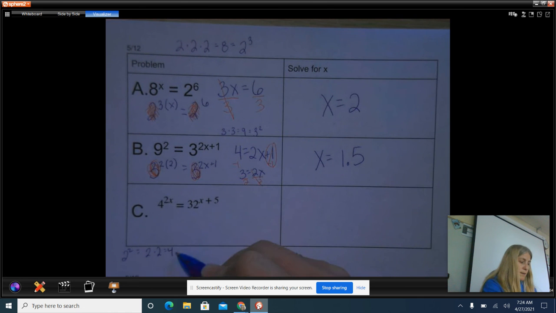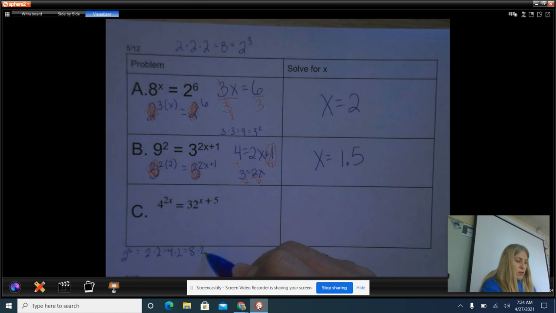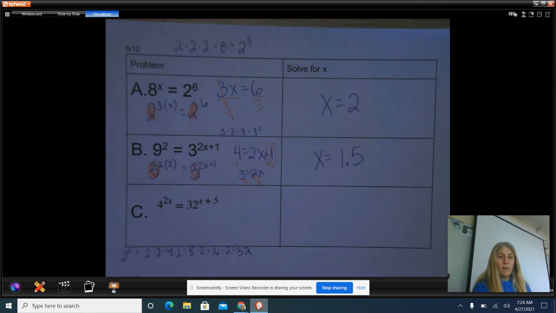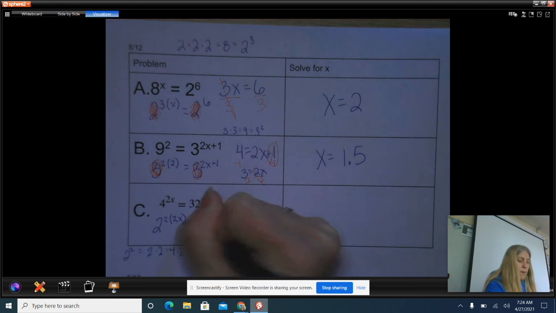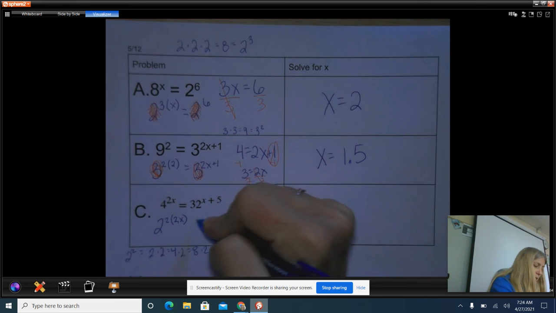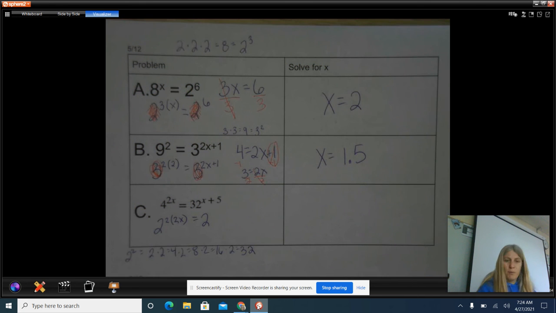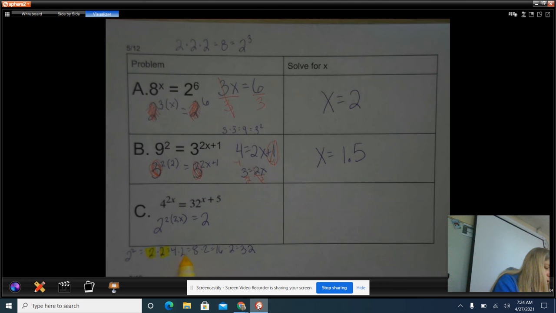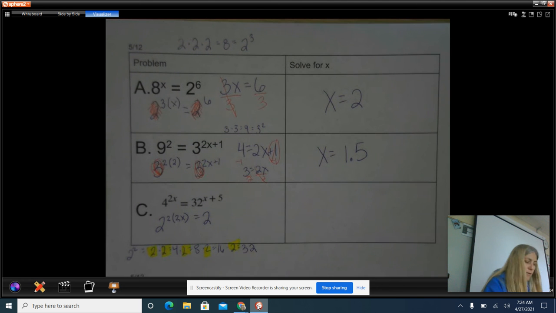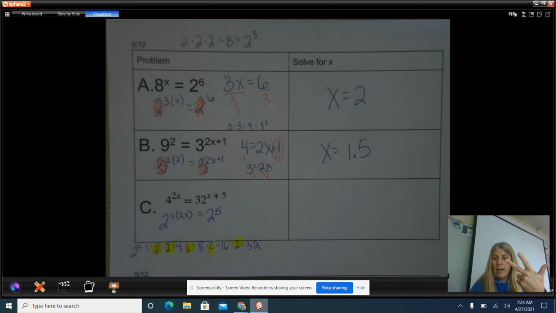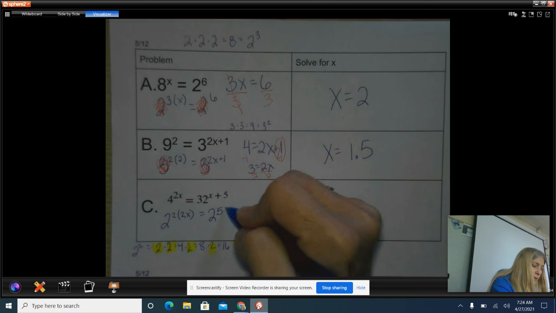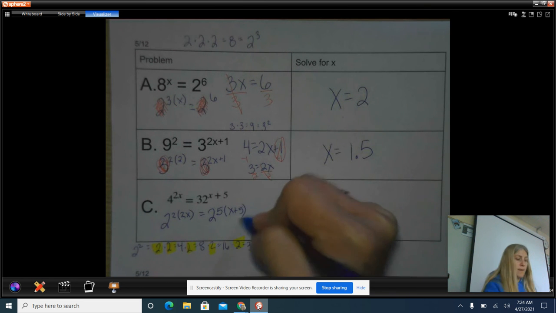But if we keep going, times 2 is 8. Times 2 is 16. Times 2 is 32. So I can reach both of them by multiplying by 2's. So 2 squared is 4. So I'm going to put 2 squared and put my 2x in my parentheses, is equal to 2. And let's see how many 2's we multiply to get 32. We have 1, 2, 3, 4, 5. So we know that 2 to the 5th power, 2 times 2 is 4, 8, 16, 32, is 32. And then we put our x plus 5 in parentheses.